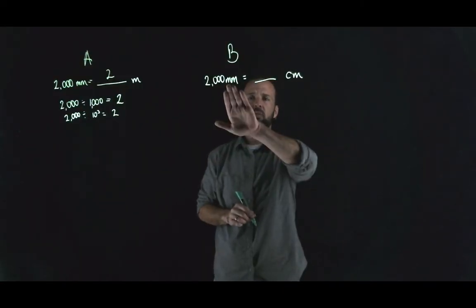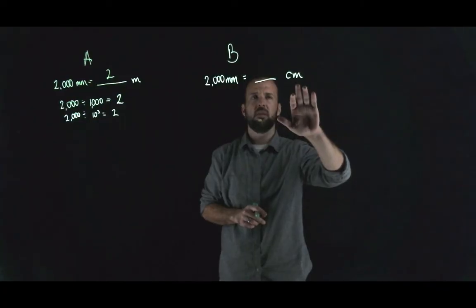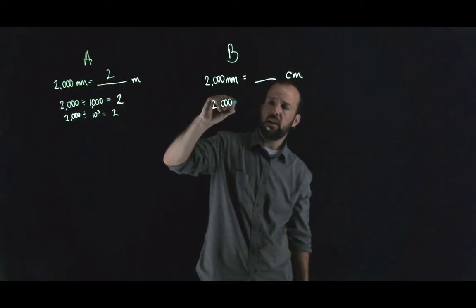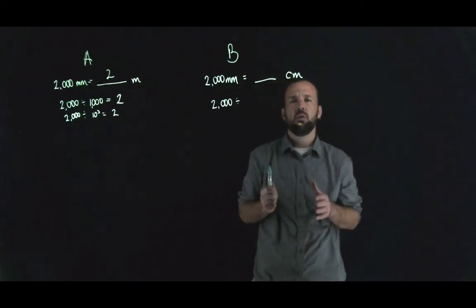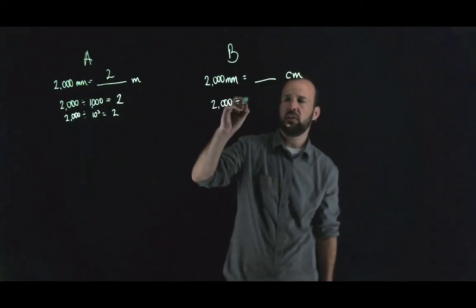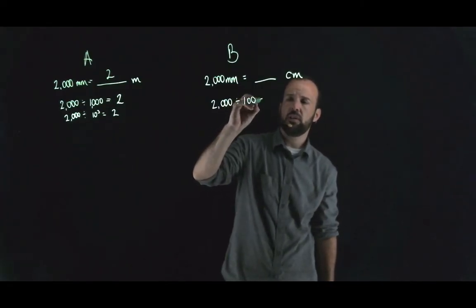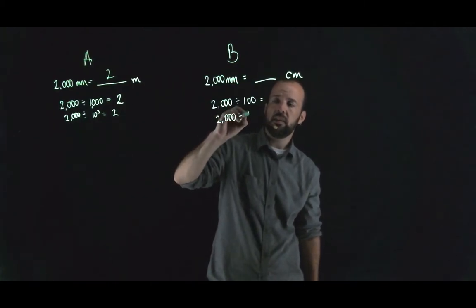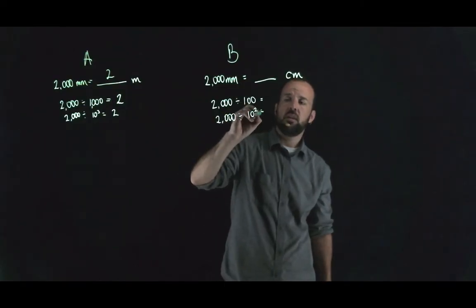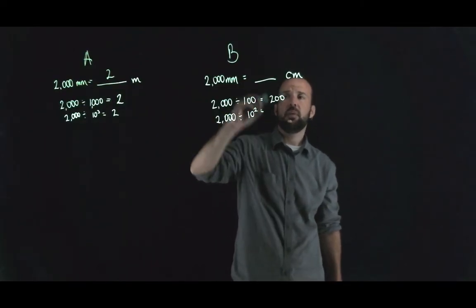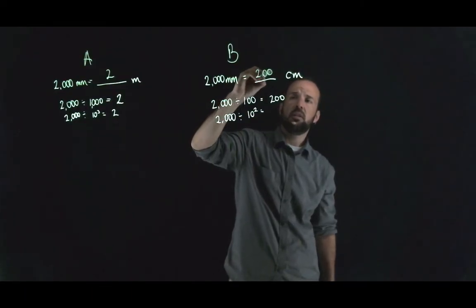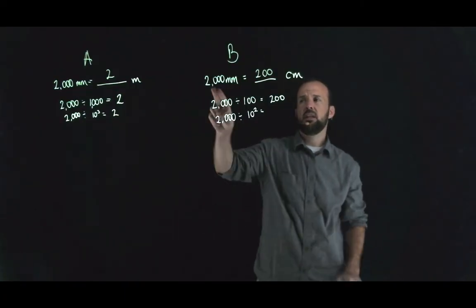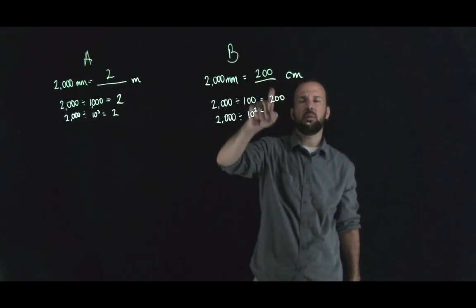All right, again, we're going from a smaller unit here of millimeters to a bigger unit of centimeters, so I'm going to have to divide. So I'm going to take that 2,000 and I'm going to divide it by something. And I know that there are 100 millimeters in every centimeter, so I'm actually going to divide this into groups of 100, or I could say 2,000 divided by 10 to the second power, which would equal 200. So I know that there are 200 centimeters in 2,000 millimeters. So if I divided 2,000 millimeters up into centimeters, I would have 200.